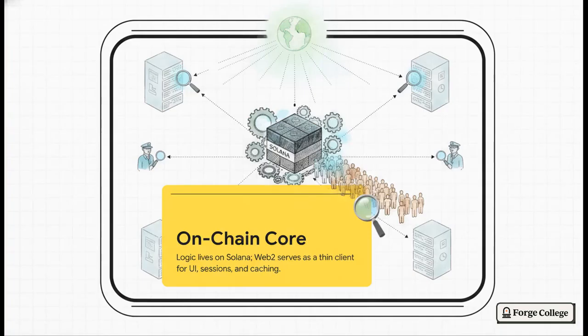All right, pattern 1, the on-chain core. In this blueprint, Solana is the absolute undisputed authority. Your Web 2 servers, they're basically just there to look pretty. They handle the user interface, maybe some sessions, a bit of caching, but all the real heavy-lifting business logic lives entirely on the blockchain. Because customs is meticulously checking every single move in real time, users might have to wait just a bit longer for finality. However, the trade-off is that you guarantee global consistency with zero compromise.